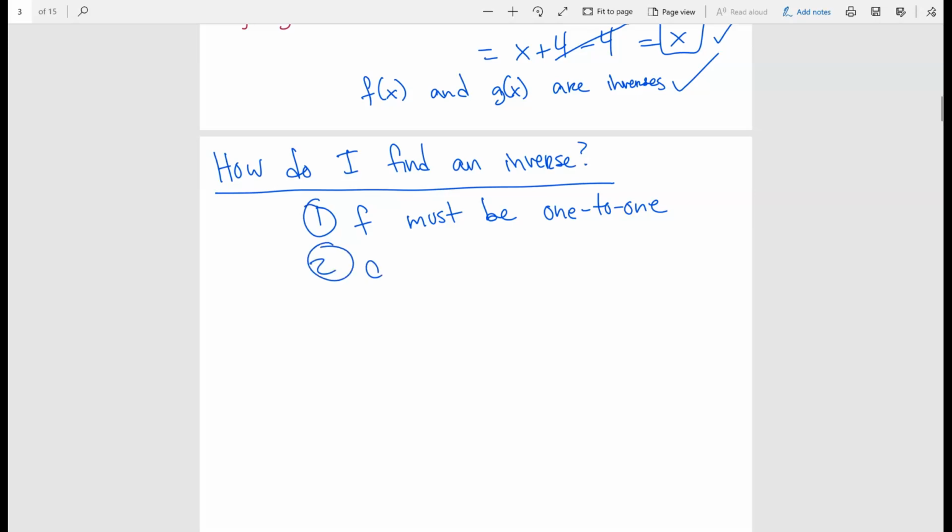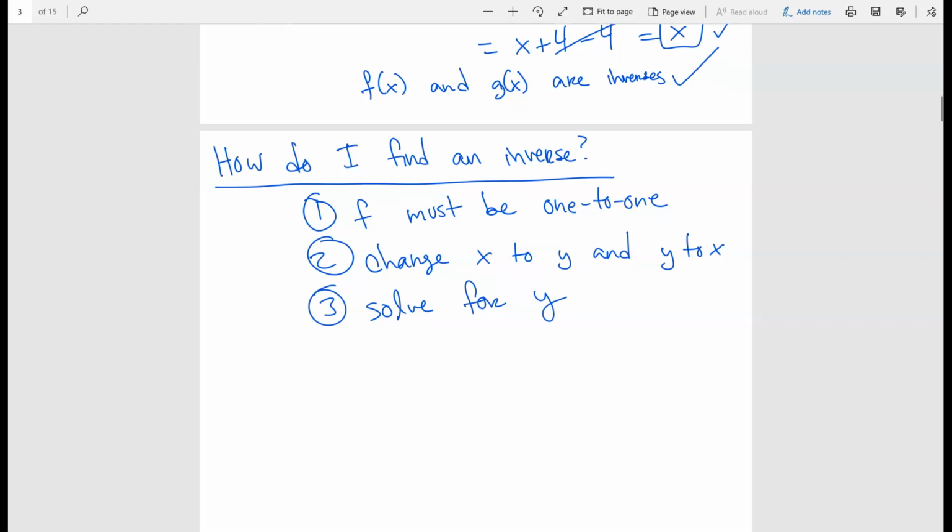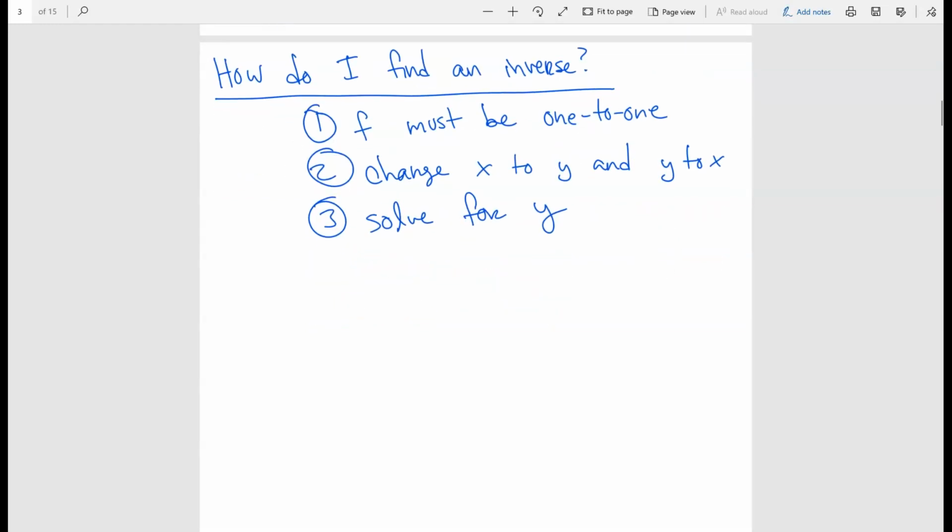The second thing is change x to y and y to x. So you gotta change those guys. And then the last thing is solve for y. Okay, so this is basically the directions that you gotta be able to do. I will give you one more direction. Change y to f inverse of x. That's usually just to remember that that is actually the inverse.